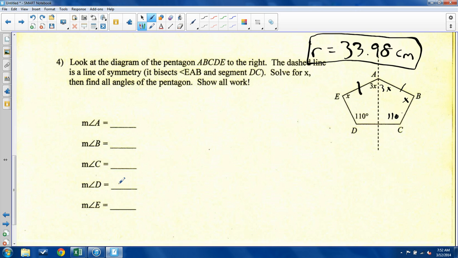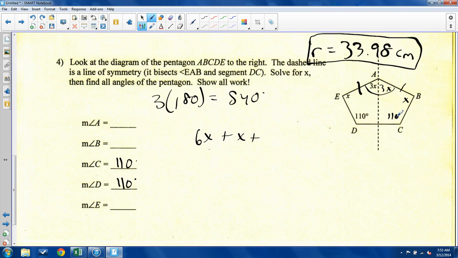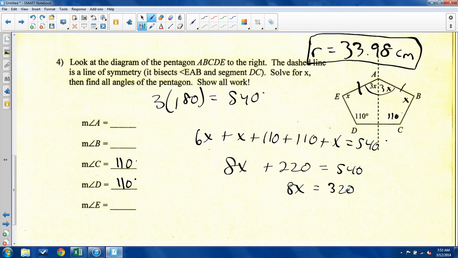Okay, D and C are 110 degrees. We're already set there. A pentagon has 3 triangles in it. Each triangle adds up to 180, so 3 180-degree triangles is 540. So the sum of the measure of the interior angles is 540 degrees total. So that means if I take the measure of this angle, 3x plus 3x, which is 6x, plus the measure of this angle, x, plus 110, plus 110, plus this last one, x, that equals 540 degrees. Combine like terms, we get 6x plus x is 8x, plus 220, equals 540. Subtract 220, you get 8x is 320. Divide by 8, you get x equals 40. So x is 40 degrees.